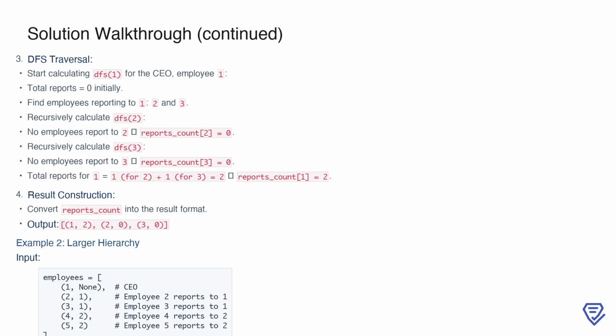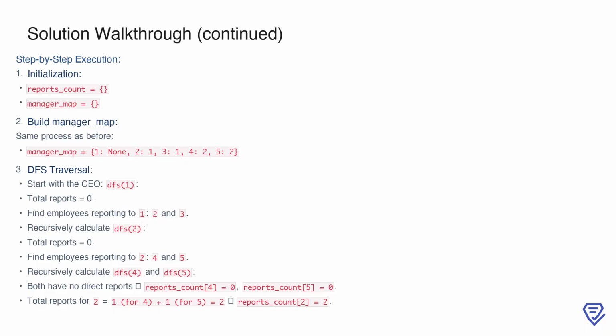Returning to employee 1, we calculate their total reports as the sum of the reports from their direct employees, which is 1 for employee 2 and 1 for employee 3, resulting in a total of 2. We store this value in reports_count as reports_count, 1 equals 2. Finally, we construct the result by converting reports_count into the required output format, which gives us 1, 2, 2, 0, 3, 0 for this example.